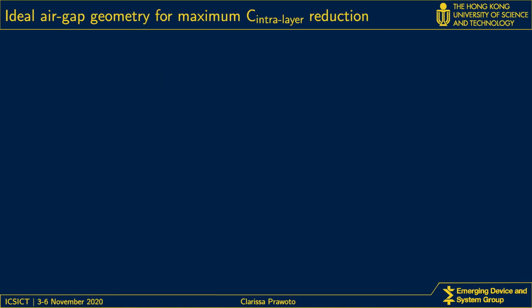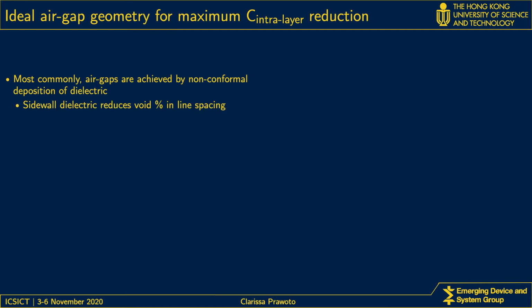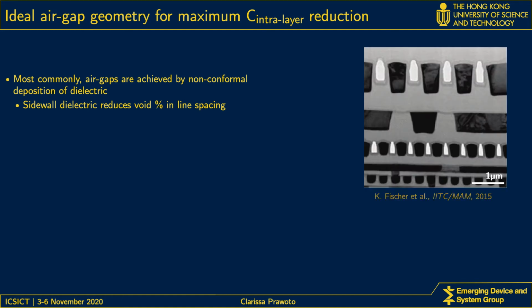One problem in the most commonly used air gap technology in the literature is that due to the deposition technique, there is sidewall dielectric, which thickness depends on the metal-to-metal spacing. Here is an illustration. In the lower metallization level with smaller spacing, there is very minimum sidewall dielectric. Therefore, the air gap size spans the metal-to-metal spacing.